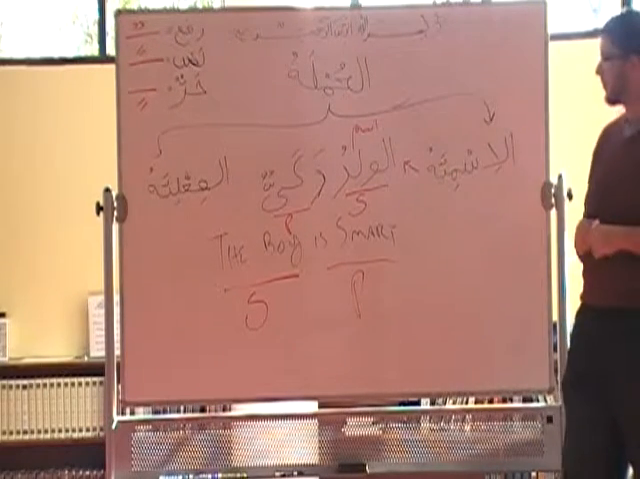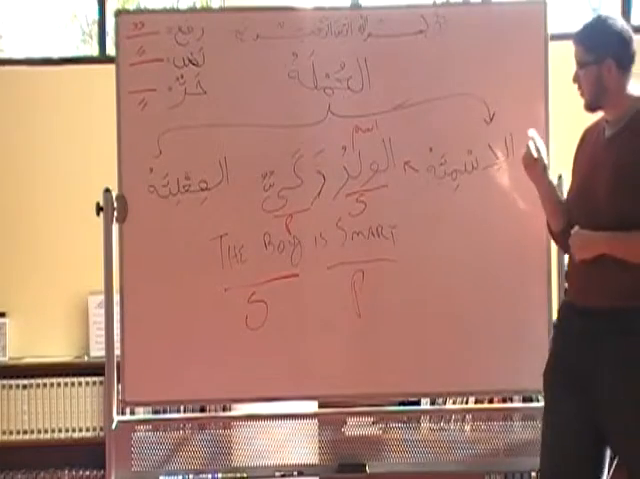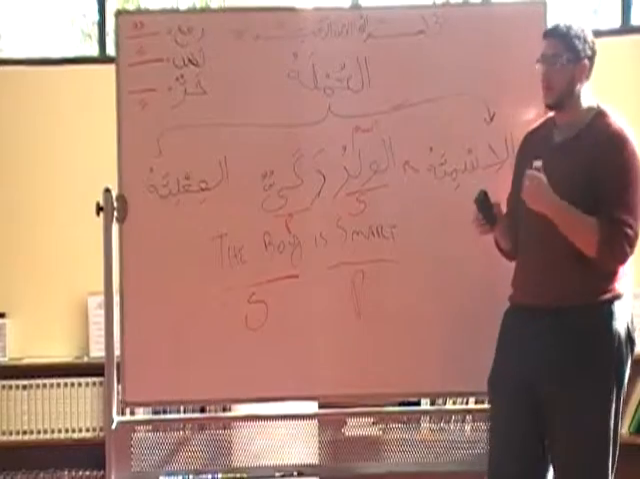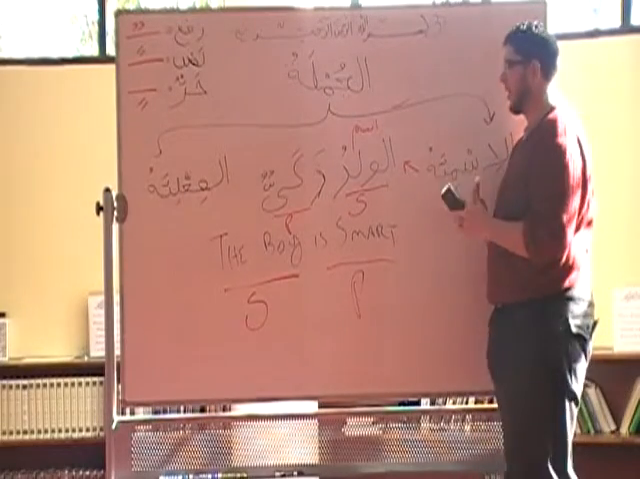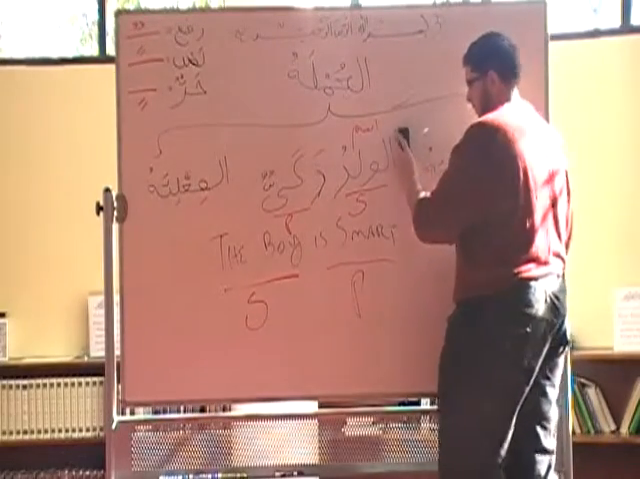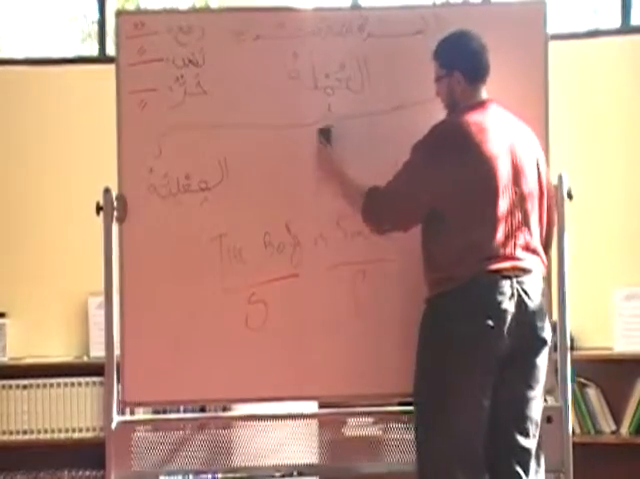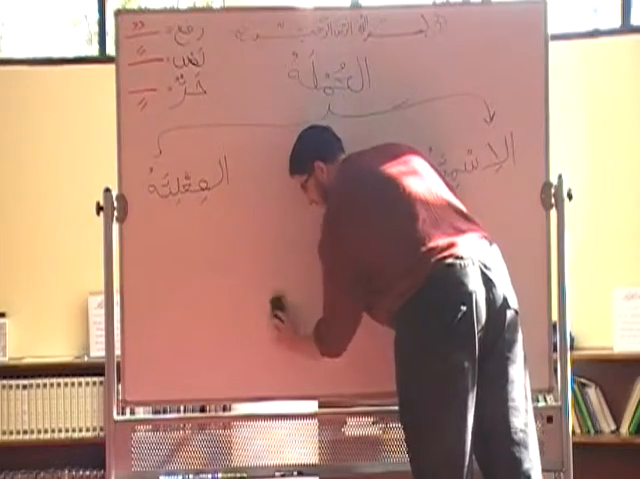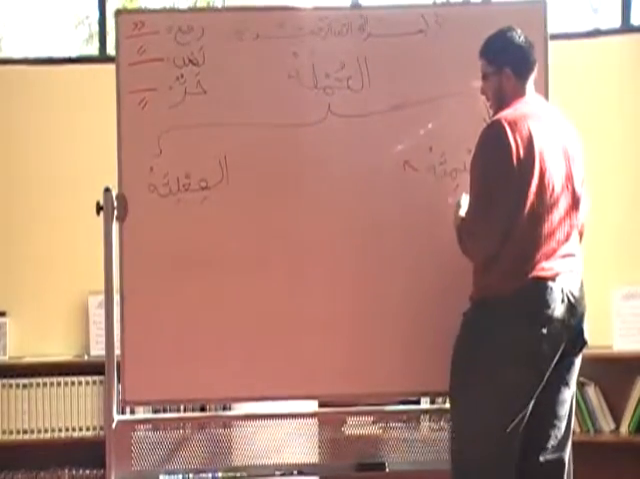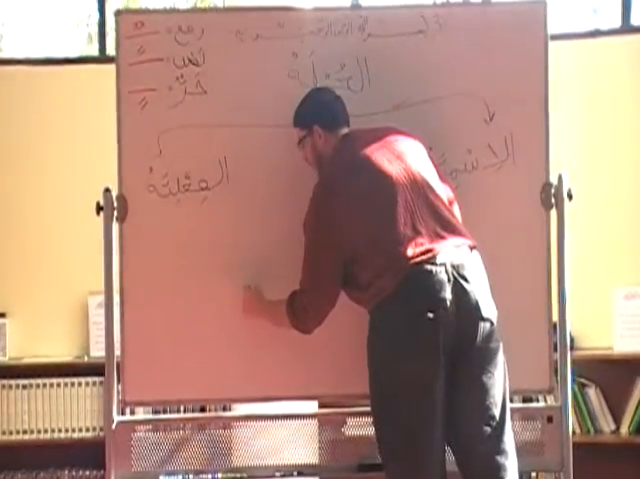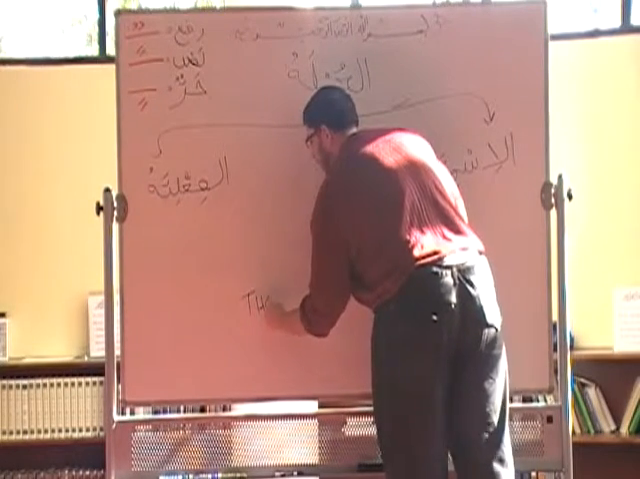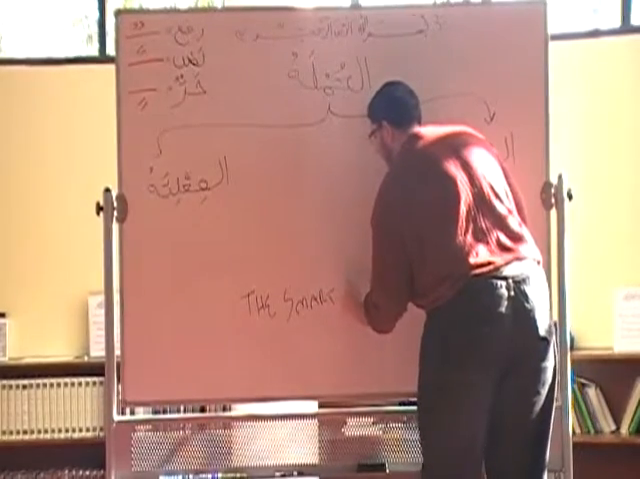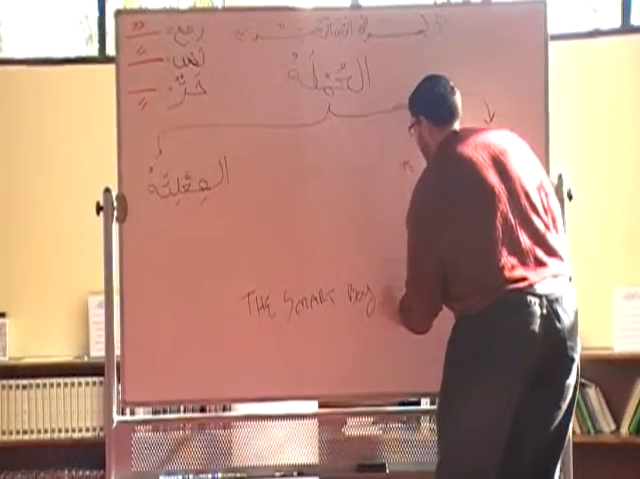Same thing in English. Now, once we start to add words to this, then we need to start to remember our compounds. And there's a reason why. Al-waladu dhakiyun. The boy is smart. Now, the smart boy is tall.